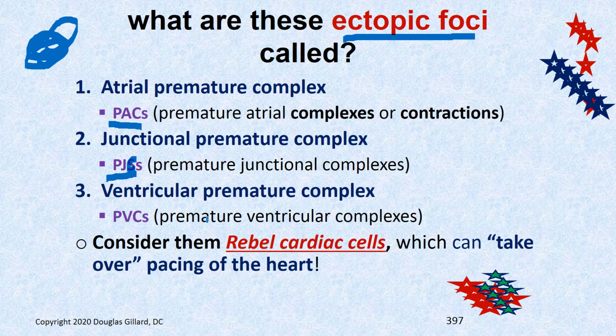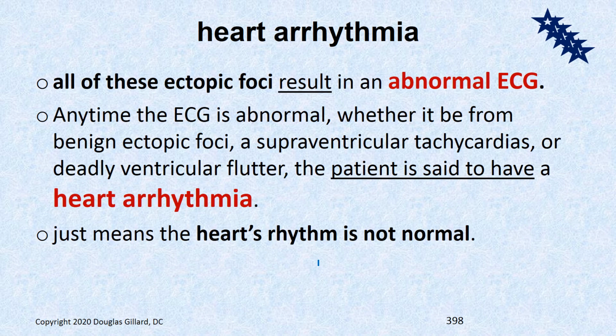All right, then PVCs, of course, those are premature ventricular complexes, and they're rebels. They've beaten, but they don't have to be rebels. They might be a hero too, as we'll see. But whatever the reason, they've beaten the SA node. They've taken the job of pacing the heart, at least for that beat.